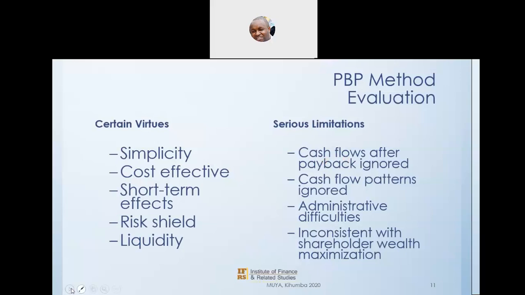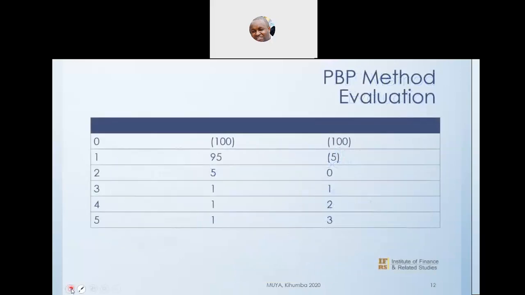And let me demonstrate this before I move to the next. Consider 2 projects. Call this project A. Project A has an initial cost of 100, then 95, then 5, 1, 1, 1 in the other years. If we compute the payback period, we notice that this project is able to pay itself back in period 2, because that's when we are able to recover our initial cost of 100.